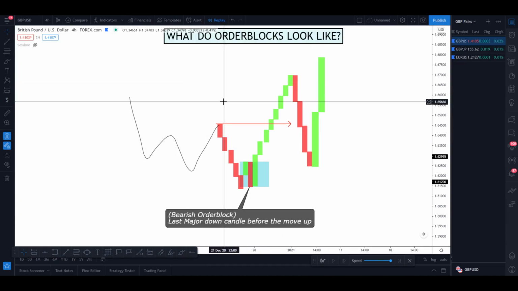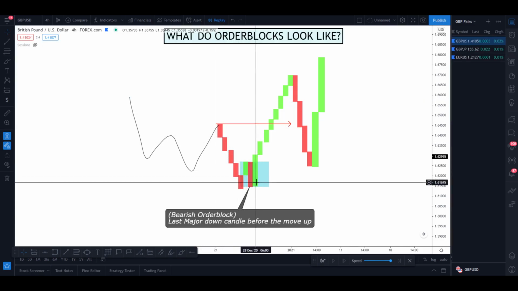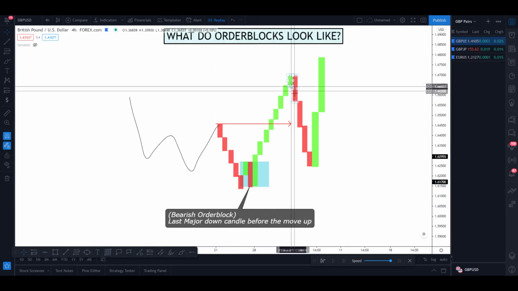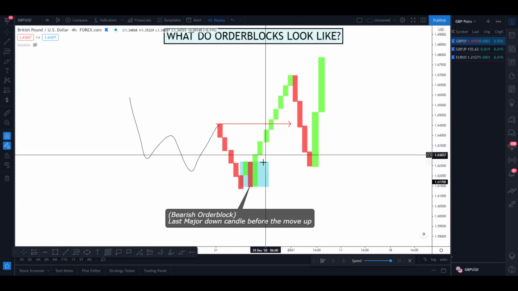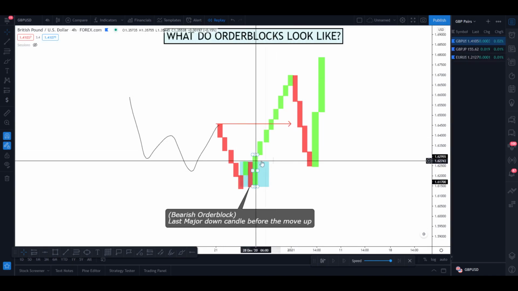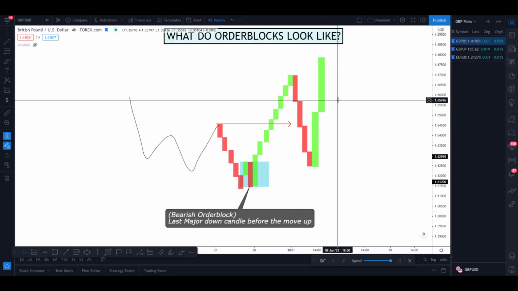Now, for the easy example, what you could say is, okay, the banks decided to buy right over here, and they push price all the way back up. Now, for some reason, they have to bring price all the way back down to the original area where price expanded, and they just come back to that last down candle, and then they continue going up. So that's a really easy understanding of what an institutional candle is.